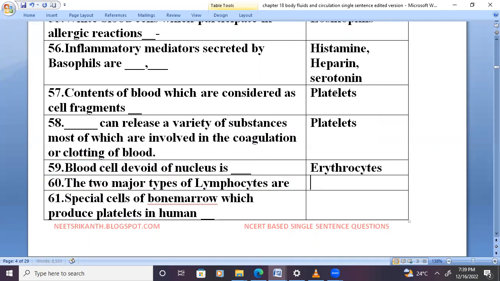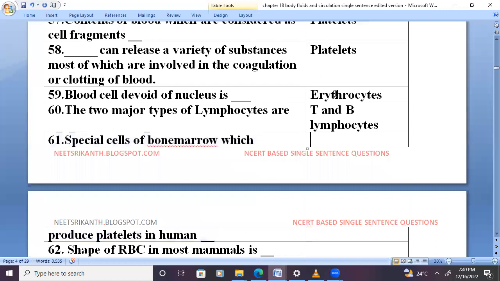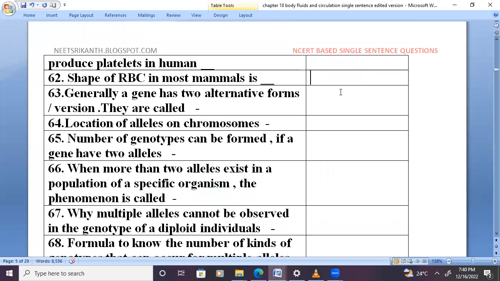Blood cells devoid of nucleus are erythrocytes. The two major types of lymphocytes are T lymphocytes and B lymphocytes. Special cells of bone marrow which produce platelets in humans are megakaryocytes.